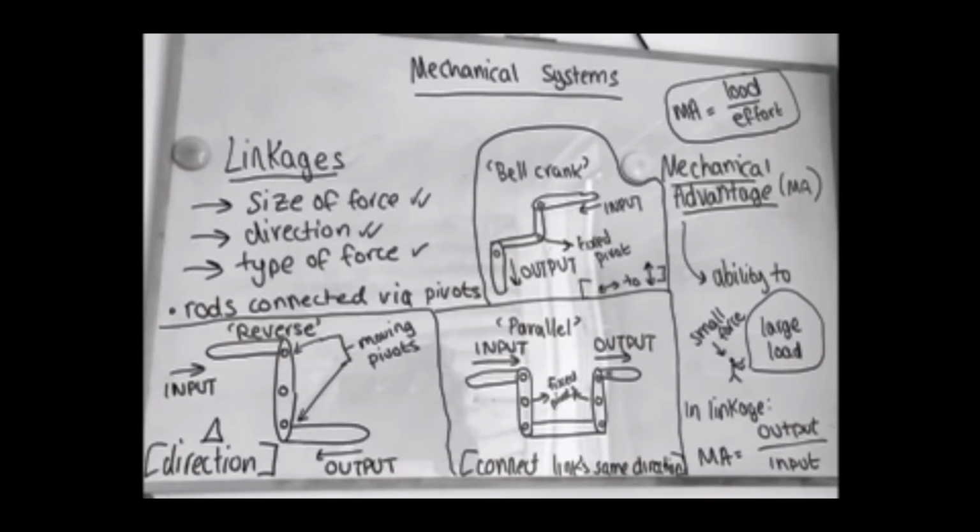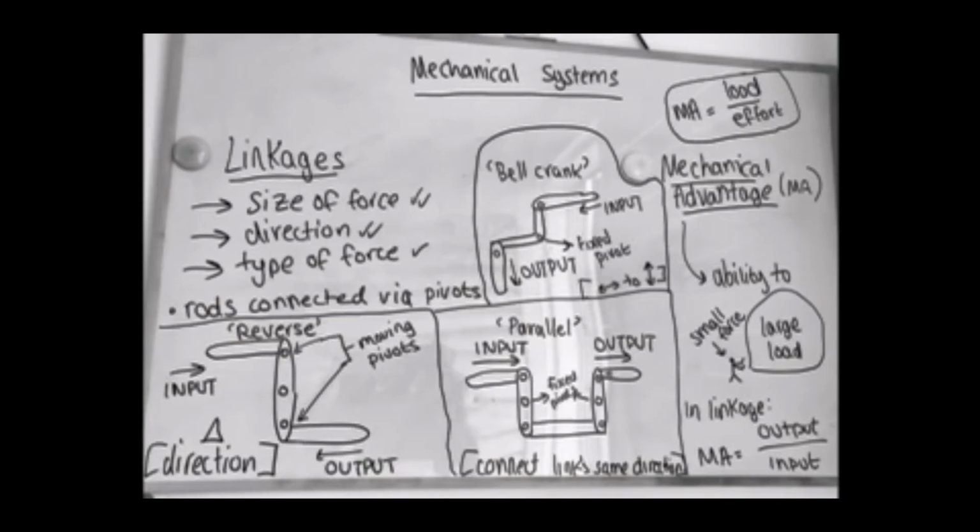Now you can see I've put 3 different types of linkages here. You've got the reverse linkage, which contains 3 rods, and the middle rod has got 2 moving pivots. These 2 moving pivots enable the input force going to the right to be changed into the output force moving towards the left. So the reverse linkage allows you to change your direction.